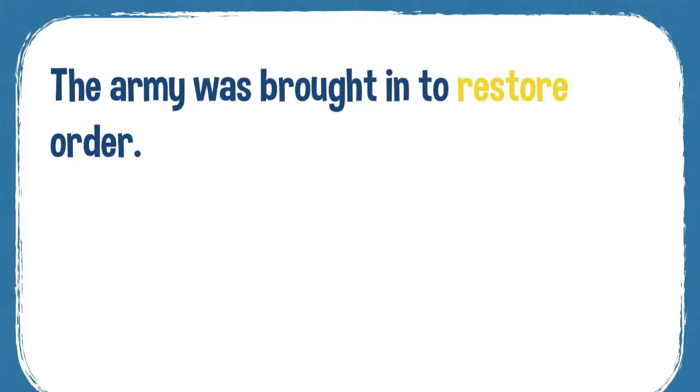And your next word is restore. Restore. If you restore something, you make it exist again. So in England, in 1649, we got rid of the monarchy. So there was no king. But 11 years later, in 1660, we decided that we wanted the monarchy back. So we had a king again. So the monarchy was restored. We restored the monarchy. The army was brought in to restore order.